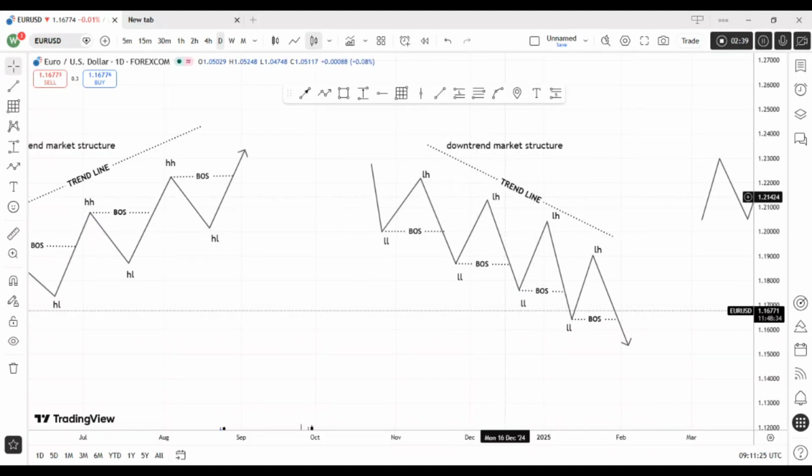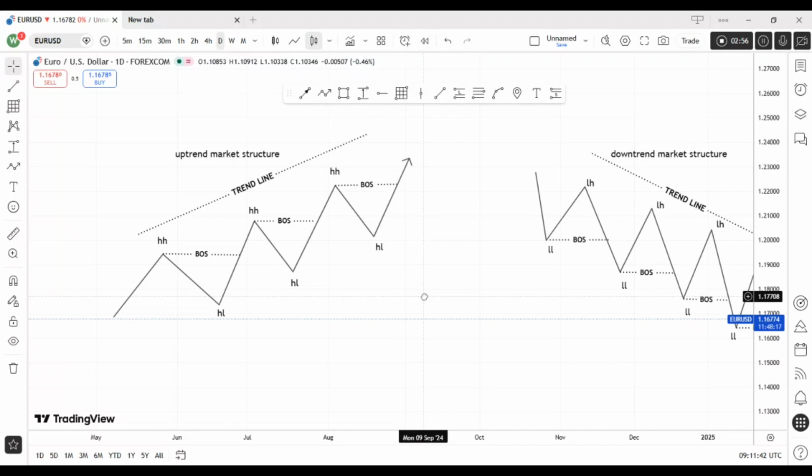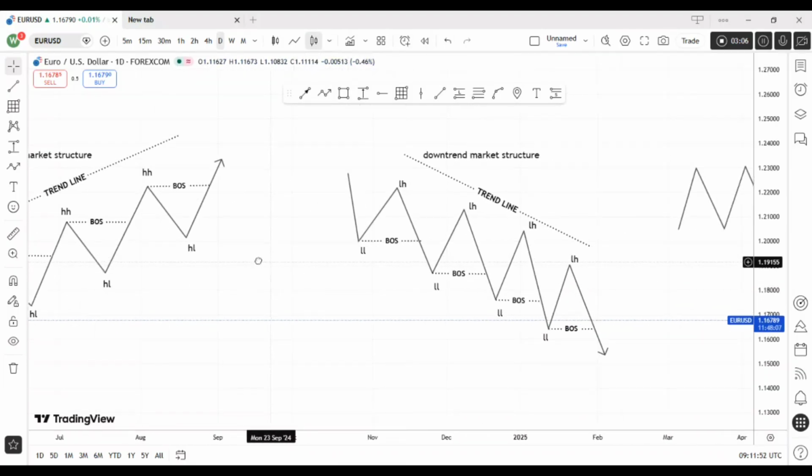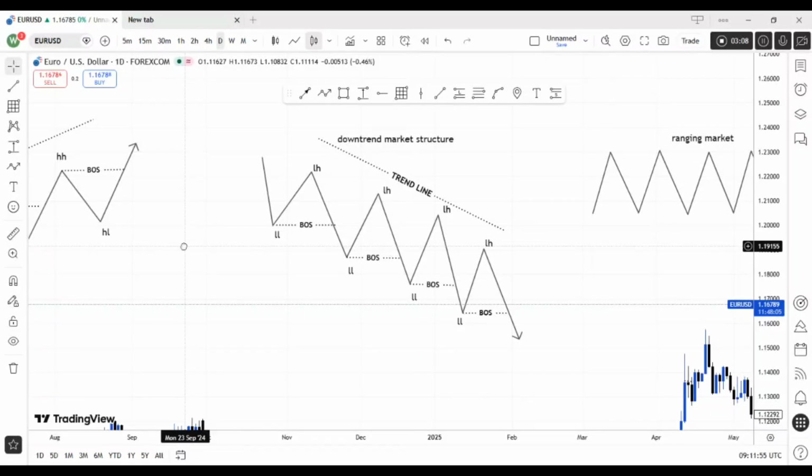So here your main emphasis would be looking for sells rather than buys. Breaks of market structure are formed below the lower highs, whereas in an uptrend market structure, breaks of market structure are formed above the higher lows. Thus, this is the downtrend market structure.